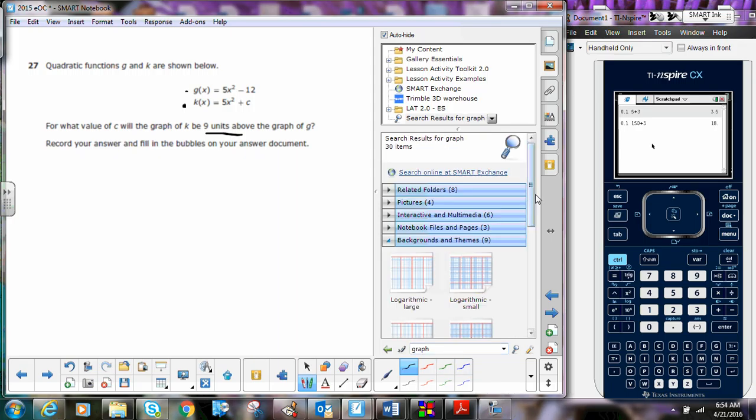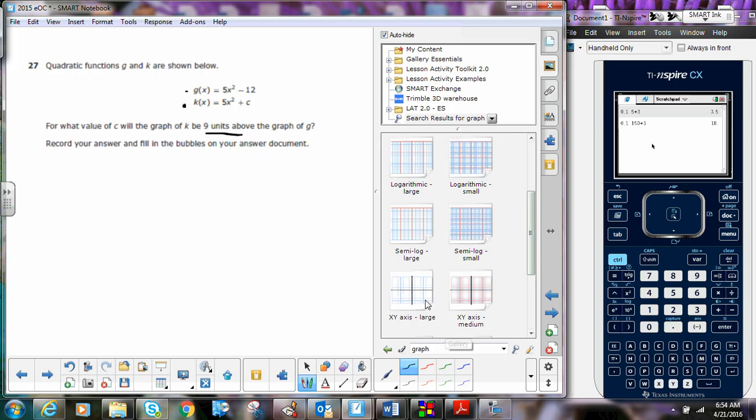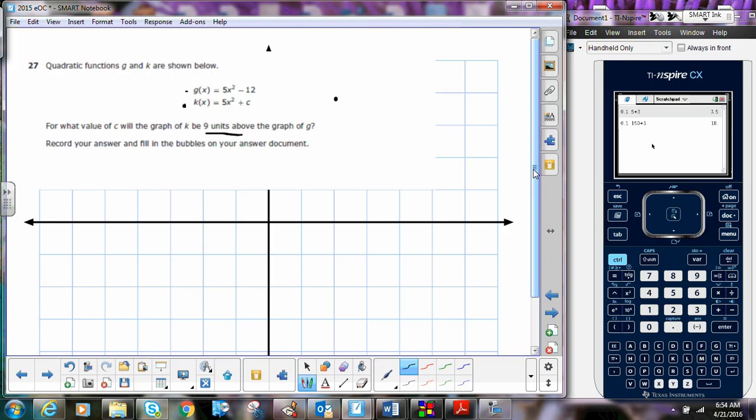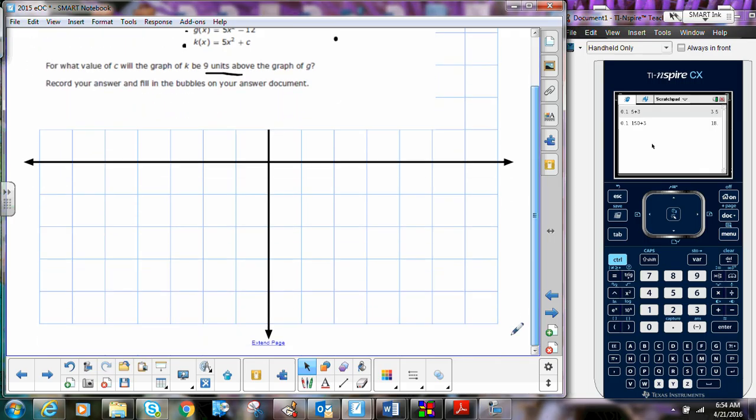I want to show you how to use the graphing paper. So it's one we're gonna put on the top right here. Okay, so in this case, we're gonna minimize the graph. I want you to see it.